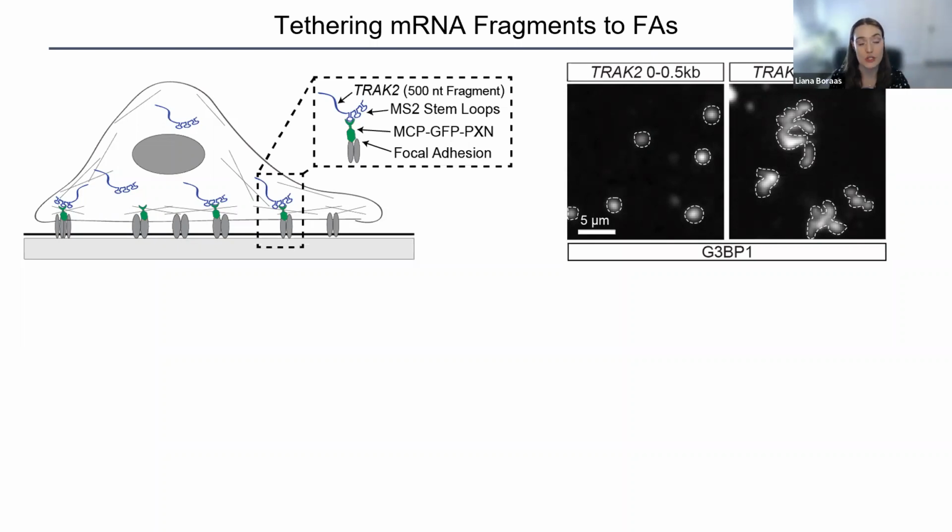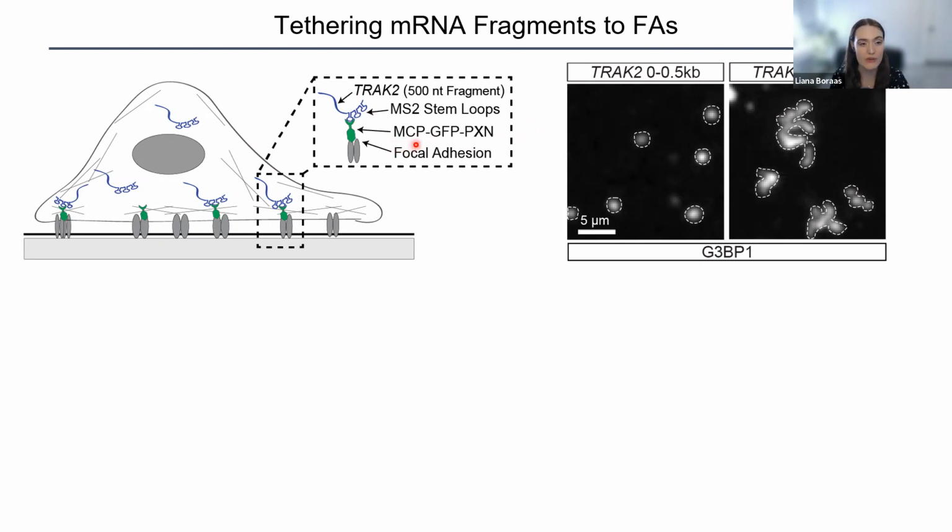This has been used to visualize RNA in live cells. It's adapted from bacteriophages, where there are MS2 stem loops, which are known to interact with MCP, a coat protein that binds to those stem loops. So we can take an RNA of interest and attach these MS2 stem loops, so that now we have an RNA construct that will bind to essentially whatever fusion protein we want, so long as we put the MCP on there. And that's what we did.